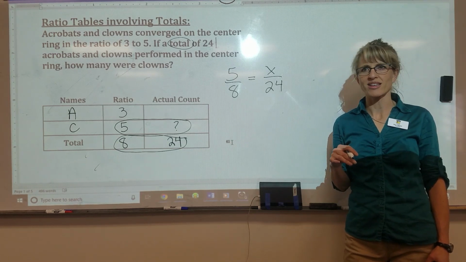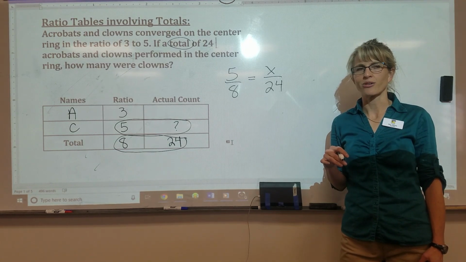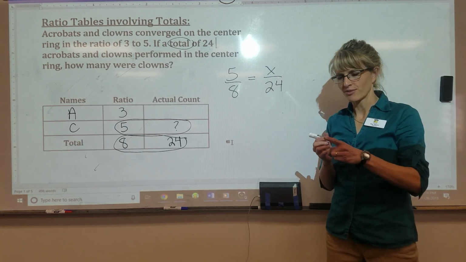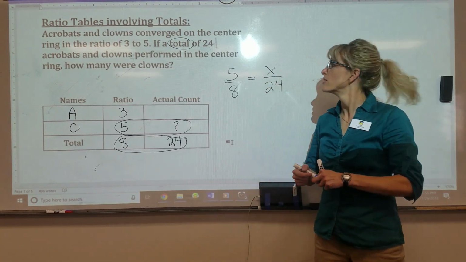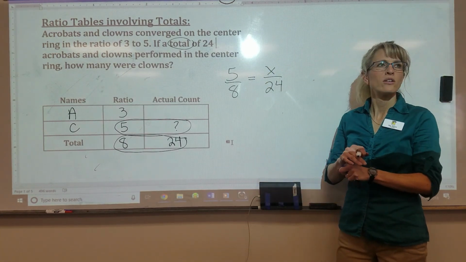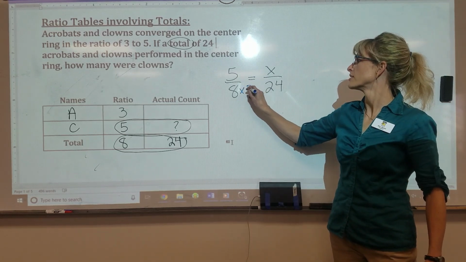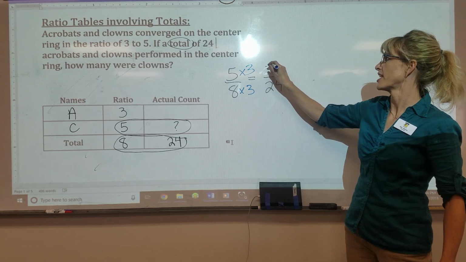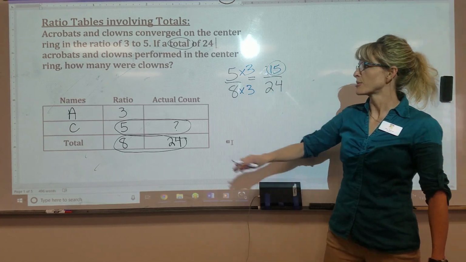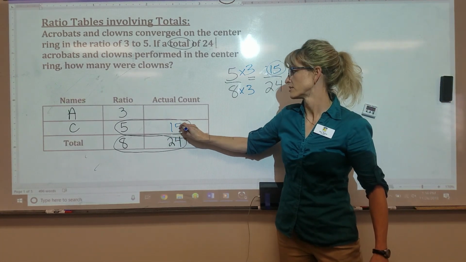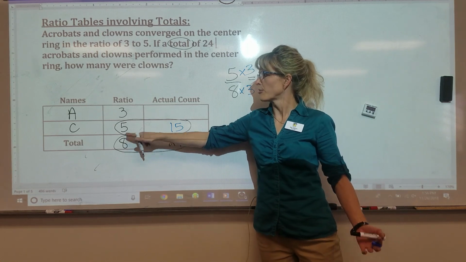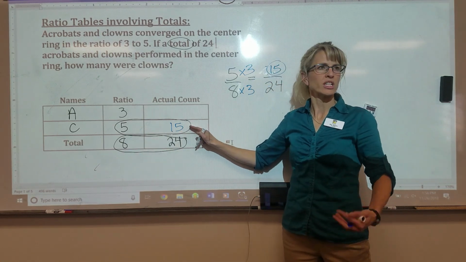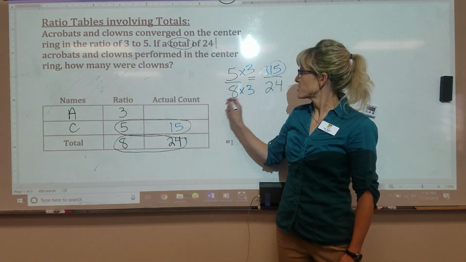Using our cross product, we can solve a proportion. But I think some of you might see a trick or a shortcut. Joseph, what do you see? 8 times 3 is 24, so then 5 times 3 is 15. Boom, he's exactly right. So that's our missing number. Let's make sure it makes sense. Is 8, the total, a little bit bigger than 5? Is 24 a little bit bigger than 15? So that's making sense.